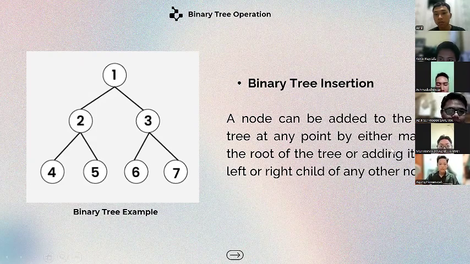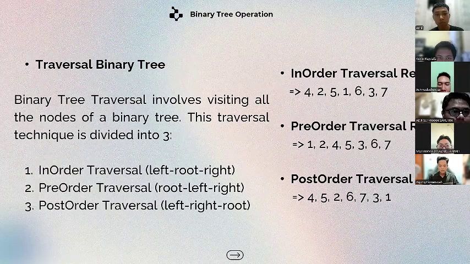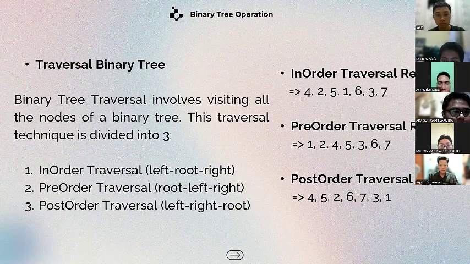There are three ways to traverse a binary tree: pre-order, in-order, and post-order. There are three steps in pre-order binary tree traversal: 1, root, 2, left branch, 3, right branch.